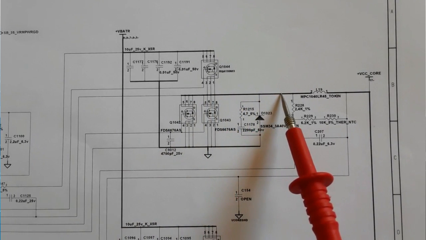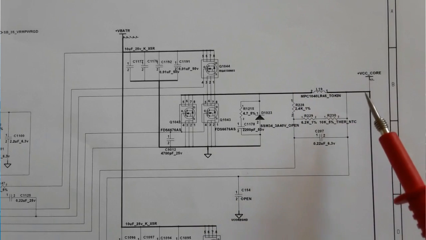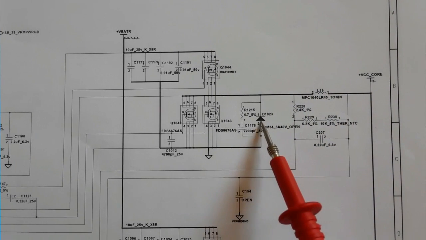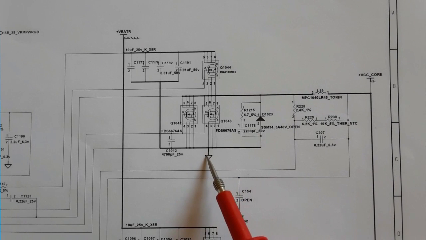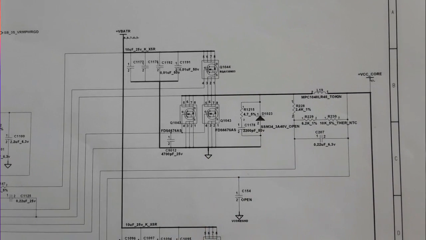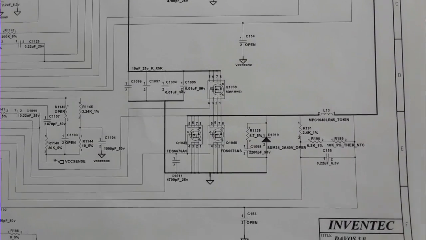So this is the inductor, as you can see, and here we have the plus VCC core. Here we have a diode. This is a protection component. As you can see, the diode is connected to the ground. If there is a high voltage or a high current, the diode will protect the processor.